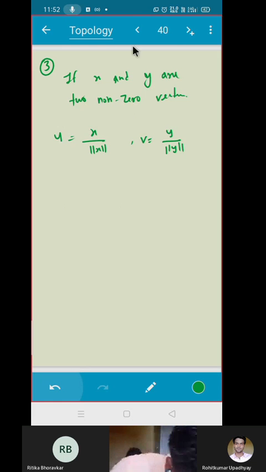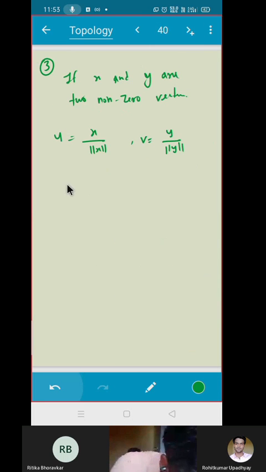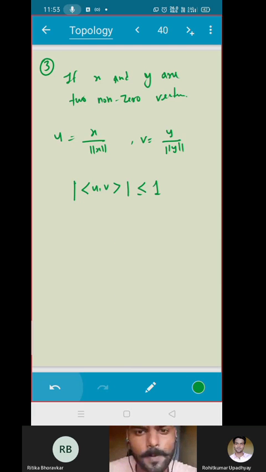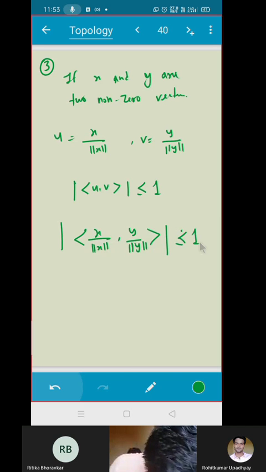We have already proved that in this case, the mod of the inner product of x comma y is less than or equal to 1. So can I use it here? That is, mod of inner product of u comma v is less than or equal to 1. Yes. So in place of u, can I write x upon norm x, and in place of v, y upon norm y, that is less than or equal to 1.